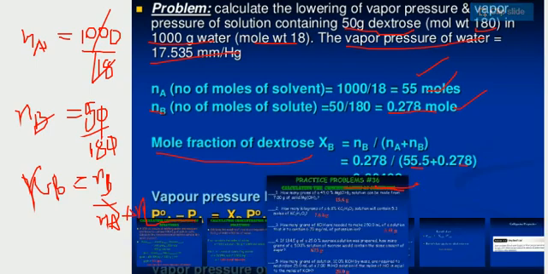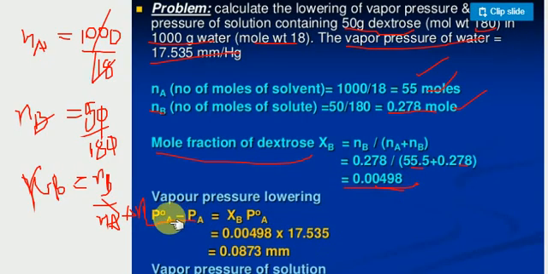What is mentioned for the vapor pressure here? The vapor pressure is mentioned, and by how much the vapor pressure changes is to be found. So multiply XB, the mole fraction, by the vapor pressure. They have already given this value here. The vapor pressure and the mole fraction are both given, so what you get is 0.078 millimeters. So with this you get a clear idea.